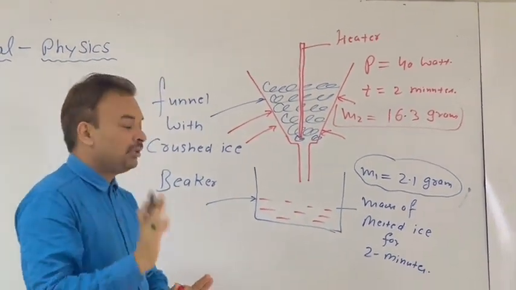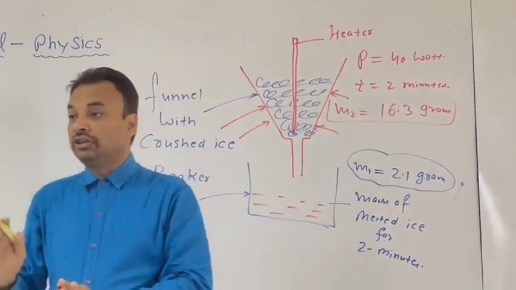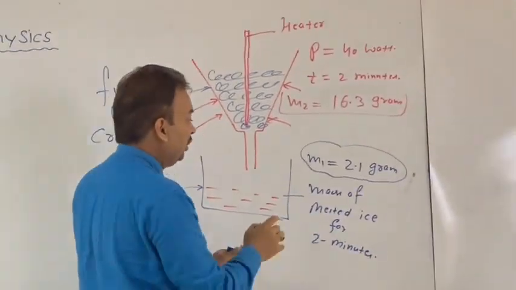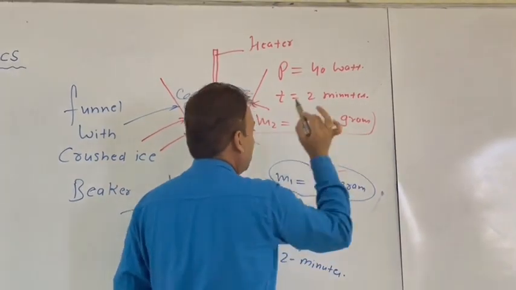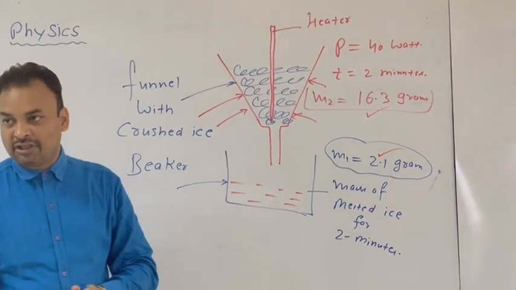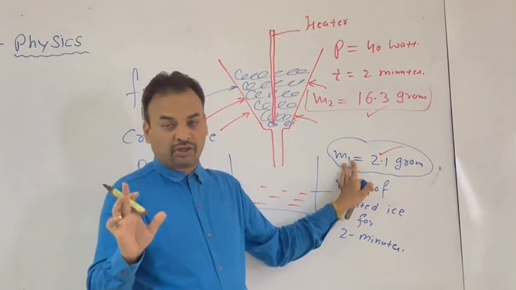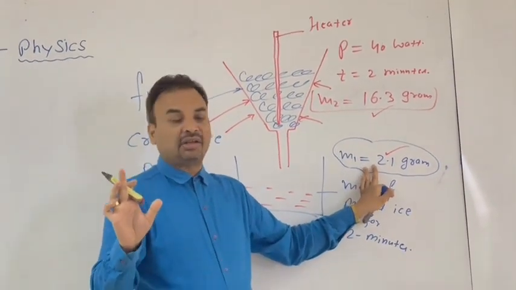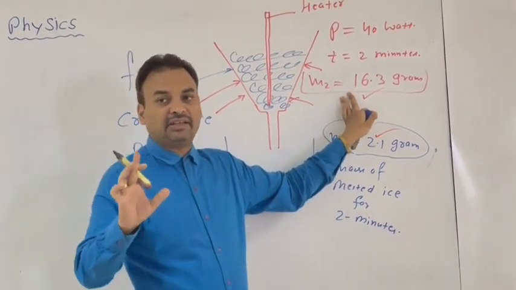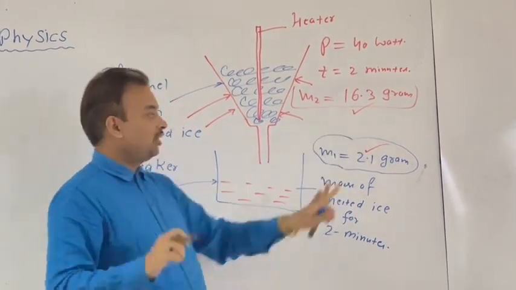Getting my point? But I am interested in the mass which is only due to the heater. So how can we get it? If I subtract this mass from this mass, because this mass is from heating by the surrounding, right? So if I subtract the mass collected in the beaker due to the surrounding from this mass, then I will get the mass collected in the beaker only due to the heater, right?